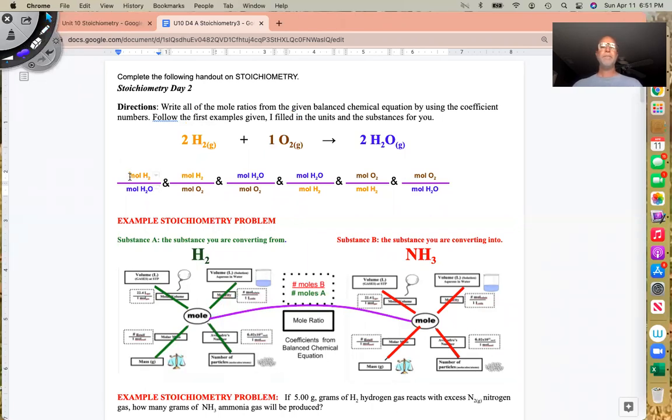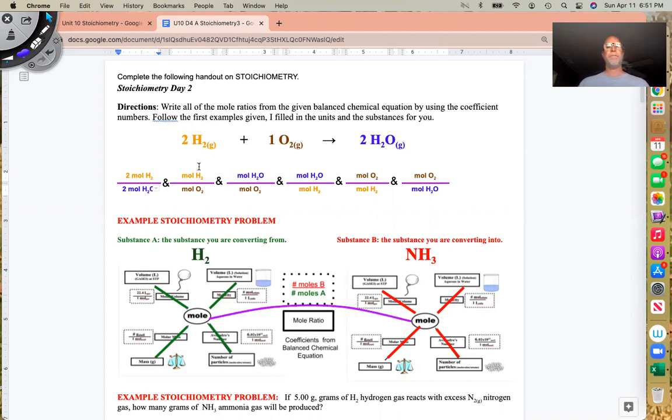We have how many moles of hydrogen for every how many moles of water? Well, there's a 2 in front, so that'll be 2 moles of hydrogen for every 2 moles of water. It's not rocket science. It's just super straightforward. I did it by color, and then I also left you the little chemical symbol.